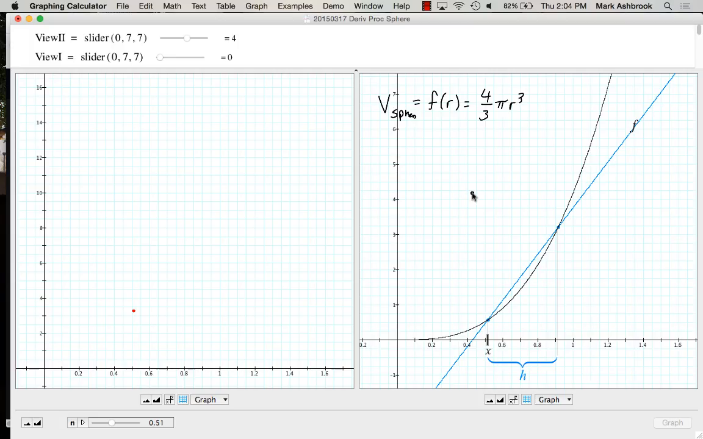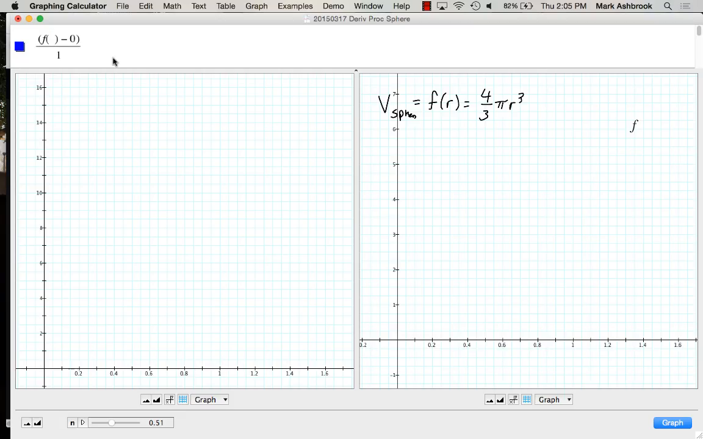Okay, so you want to plug 0.51 in for R. Let's see, what did I call this sphere? Okay, so I have defined that as f of x in this file, so we're going to use that. So can we set up an expression to make this easier on ourselves? How can I set this up? Yeah, so it'd be f of... okay, is that going to go here?